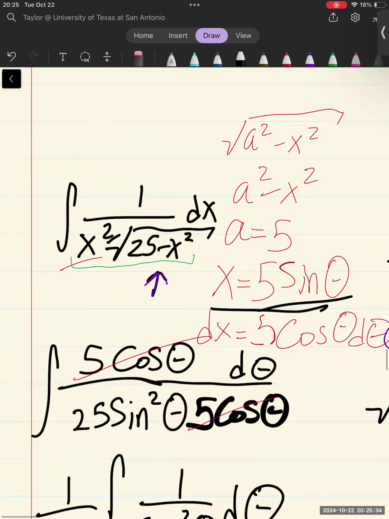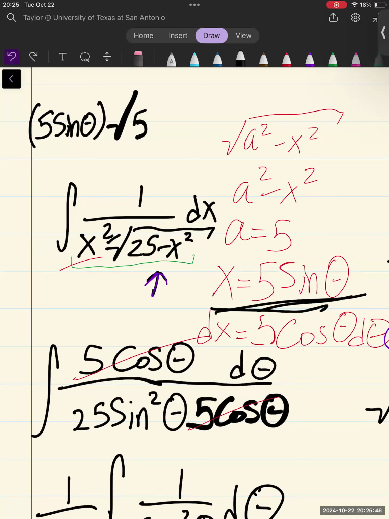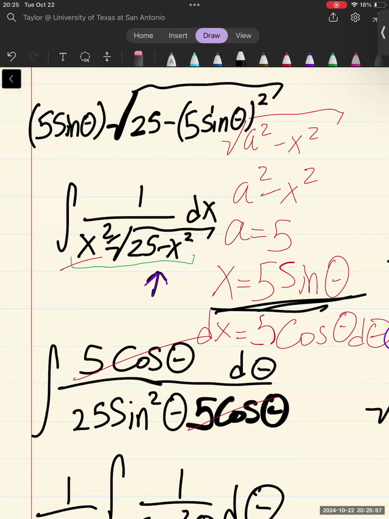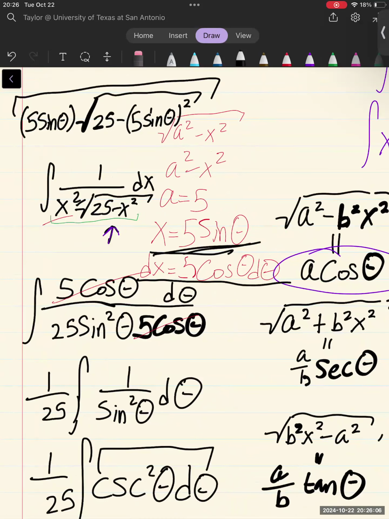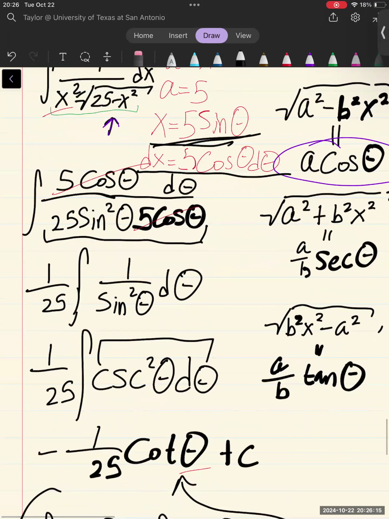But back to the question, right here, all I did was substitute in x. And so I have 5 sine theta, square root of 25 minus 5 sine theta squared. And then doing this algebra here, this entire expression reduces down here. And then from there, it's just standard algebra, standard trig sub stuff.